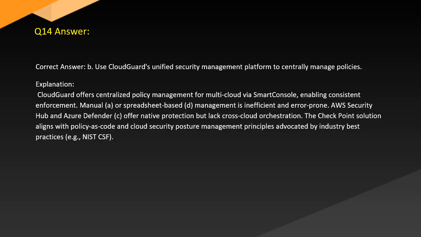Answer. Correct answer: B. Use CloudGuard's unified security management platform to centrally manage policies. Explanation. CloudGuard offers centralized policy management for multi-cloud via SmartConsole, enabling consistent enforcement. Manual, A, or spreadsheet-based, D, management is inefficient and error-prone. AWS Security Hub and Azure Defender, C, offer native protection but lack cross-cloud orchestration.